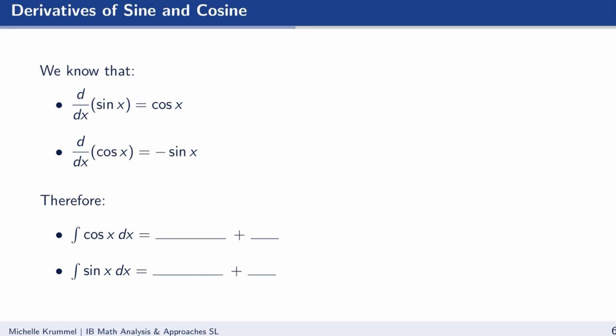Let's look at the antiderivatives for our sine and cosine functions. We know that the derivative of sine x is cosine x, and so the antiderivative of cosine x is going to be sine x. That one's easy. Plus our constant of integration.